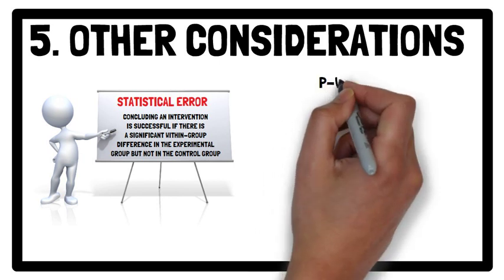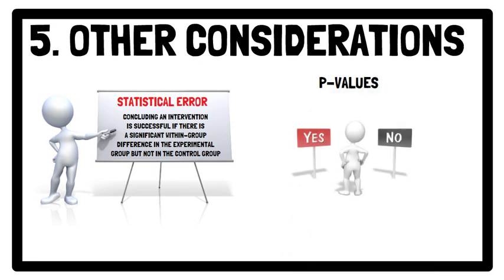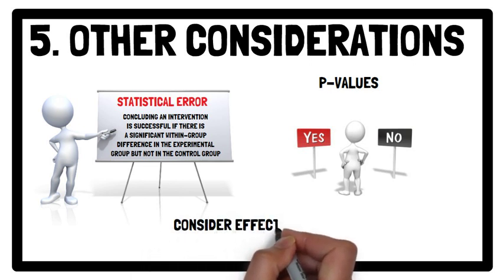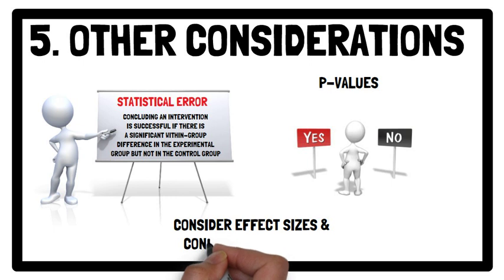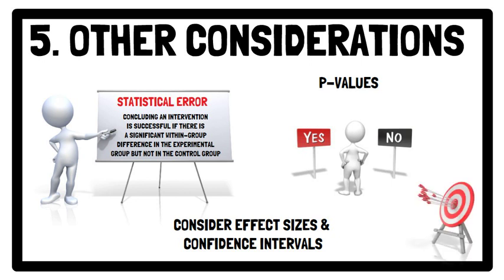Also, p-values are often used to provide a definitive yes or no answer in the decision-making process. However, it is recommended that researchers also consider the effect sizes and confidence intervals. This is because confidence intervals provide critical information beyond statistical significance. For example, they provide a plausible range of values for the true effect and reveal the precision of the estimate.